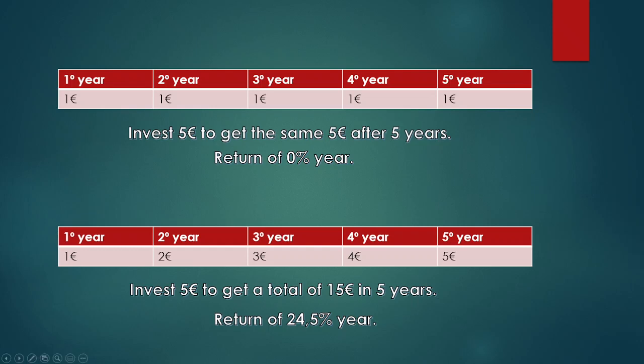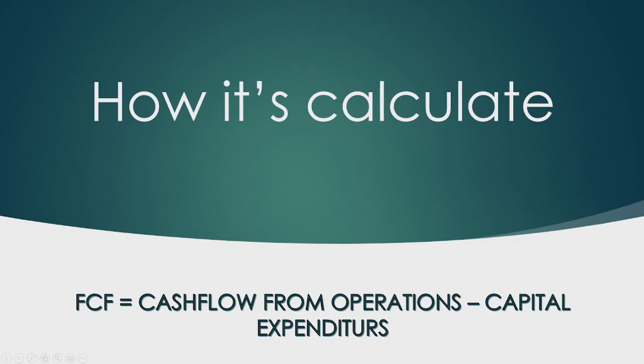How to calculate free cash flow? To calculate free cash flow, we subtract capital expenses from operating cash flow, which is the money generated by a company in its regular activities.